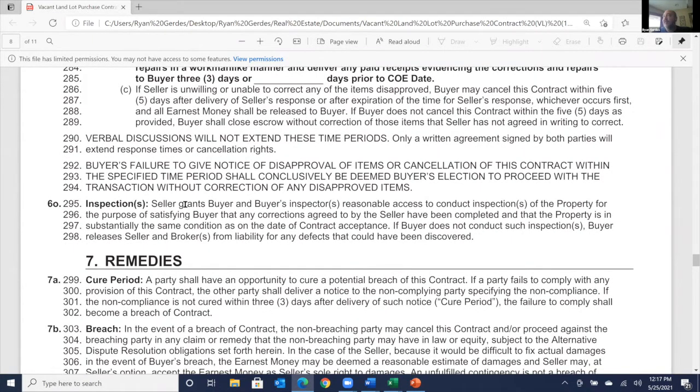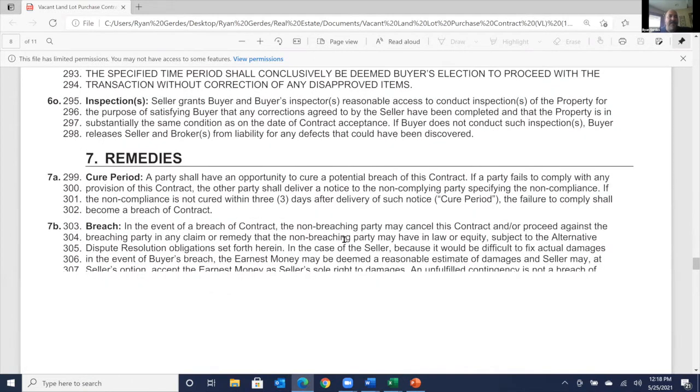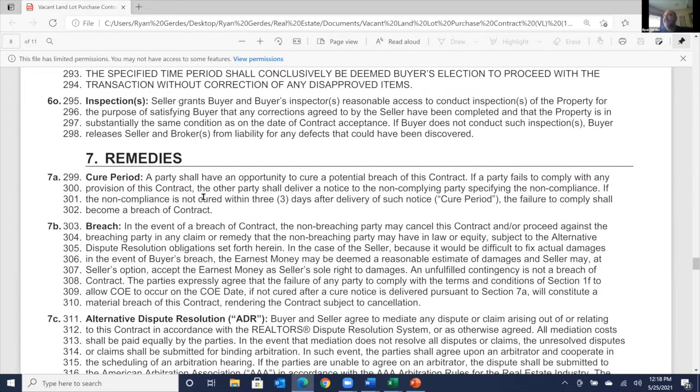Inspections, seller, you need to make the property accessible to the buyer and their inspectors in order to perform their inspections and due diligence. Remedies, cure period. This dictates that if either party breaches the contract, the other party must give the breaching party 3 days in order to correct the breach. If the breach is not corrected, at that point, the party that was not breaching can cancel the contract.